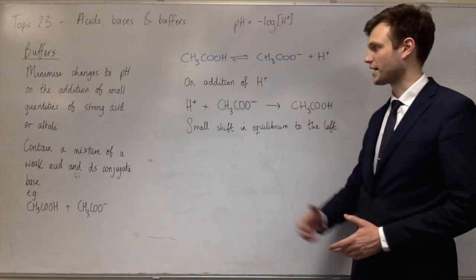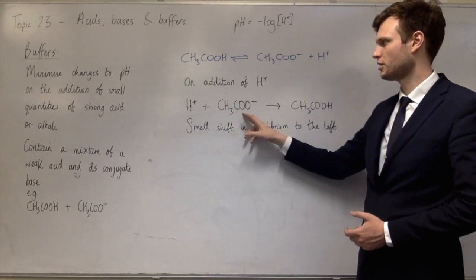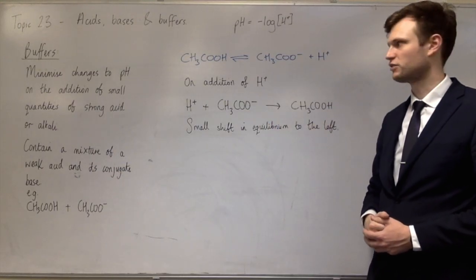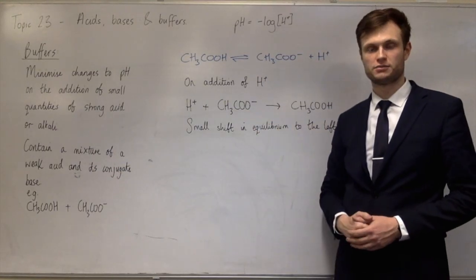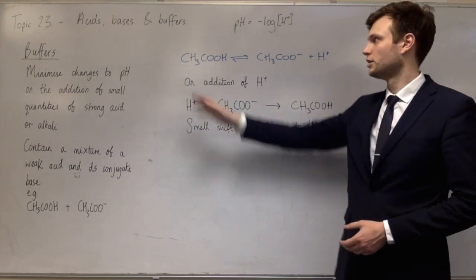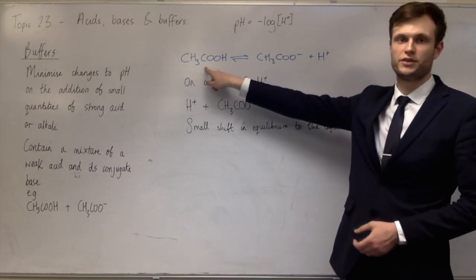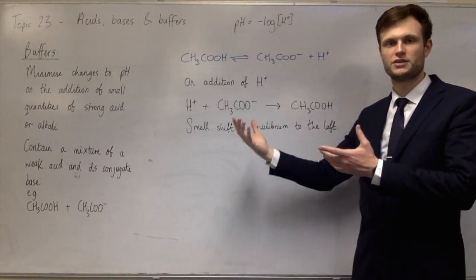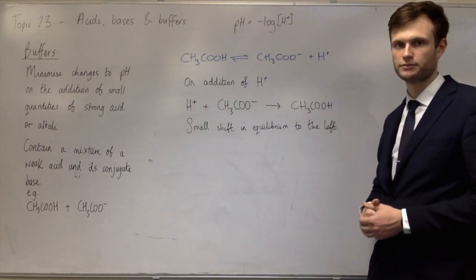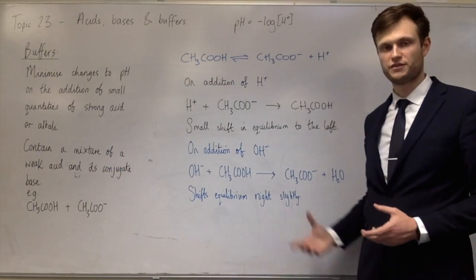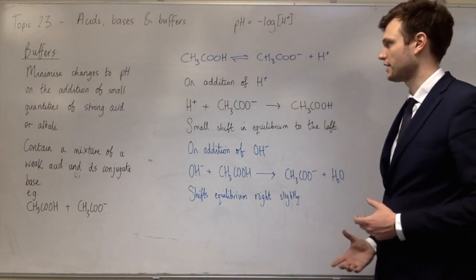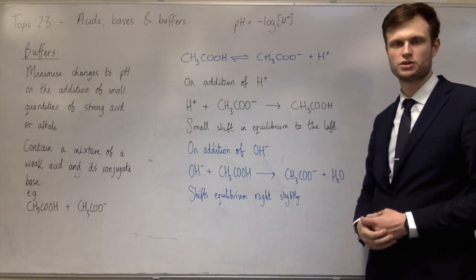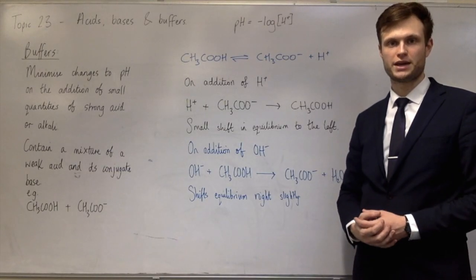So that's how it deals with H+. It reacts the H+ with the conjugate base, making the conjugate acid. Now if we add OH-, what happens? Well, OH- would react with the conjugate acid, creating the conjugate base, and shifting the equilibrium right slightly. And because these equilibrium shifts are very slight, then you end up not changing the H+ concentration very much, and therefore not changing the pH very much.